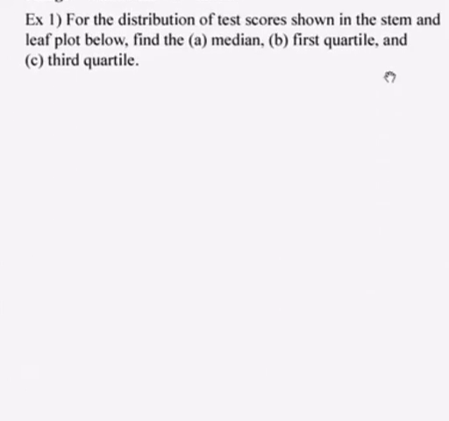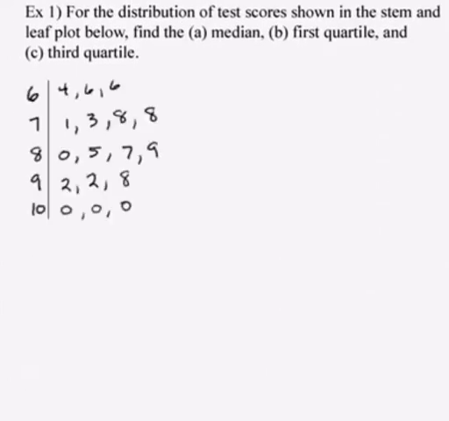So let's put some of this to use in an example. So we've got our stem and leaf plot below. We're going to find the median, first quartile, and the third quartile. So as we count through our scores, we'll find that the median here is 85. We got 1, 2, 3, 4, 5, 6, 7, 8 scores above it, or before it, and 1, 2, 3, 4, 5, 6, 7, 8 scores after it. So 85 is the median.